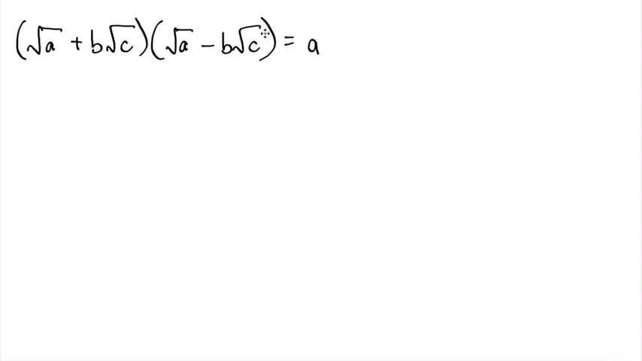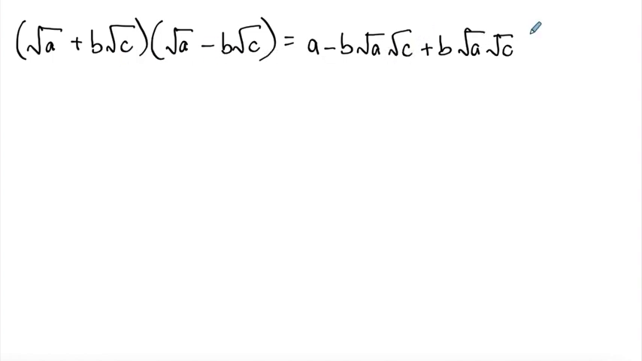So root a times negative b root c is going to be negative b root a root c. And then we're going to have positive b root c times root a, which is going to be positive b root a root c. Now I'm just choosing to go about alphabetical order for my roots, but remember, order doesn't matter when you're multiplying.